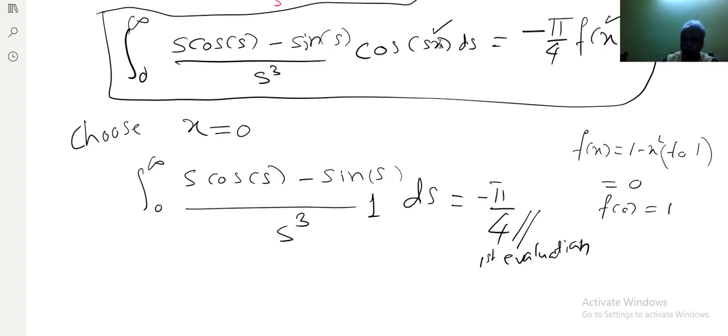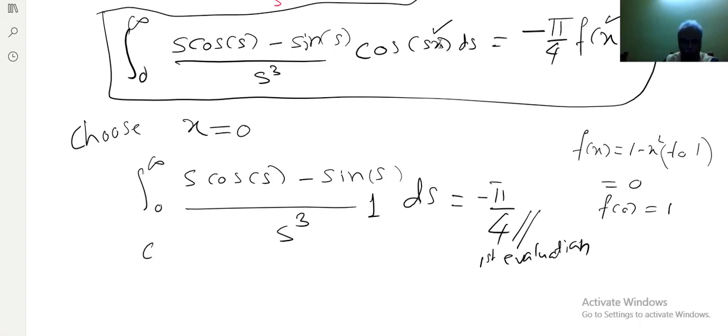For the first evaluation, you have to choose x equal to 0. The second part has cos of x by 2, but you are not asked this in terms of s. Now instead of s, you can write t here. The value will not change.